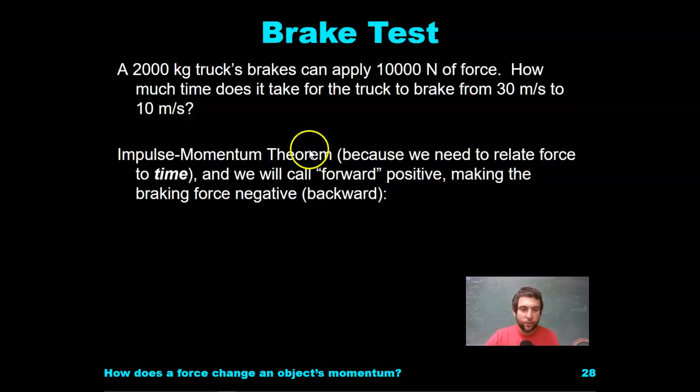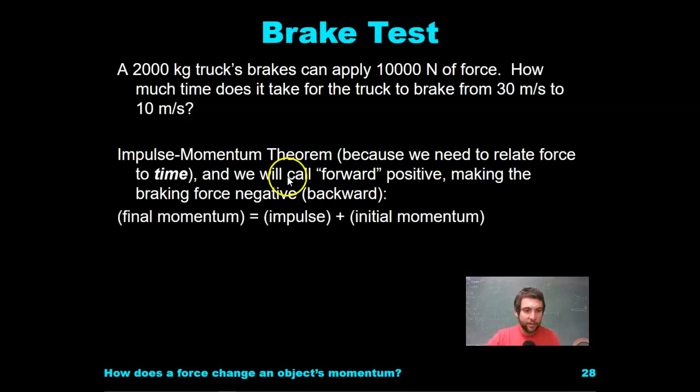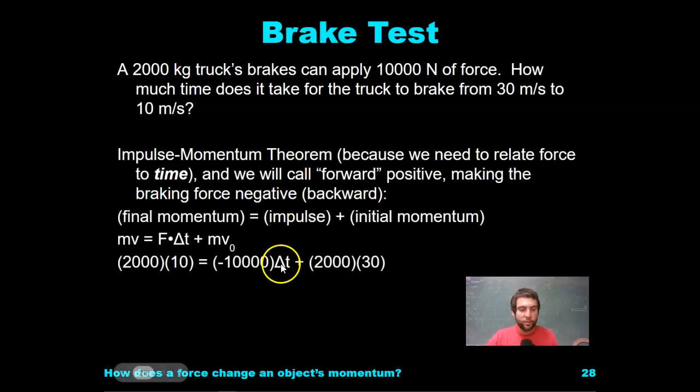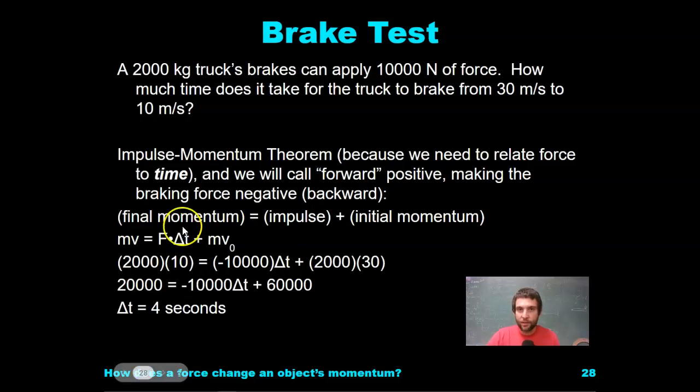Because we need to relate force to time, we'll call forward positive, making the braking force negative. Final momentum equals impulse plus the initial momentum, and here it is all in one nice equation rather than having to use two. So that's really the big advantage to using our impulse momentum theorem in this instance.